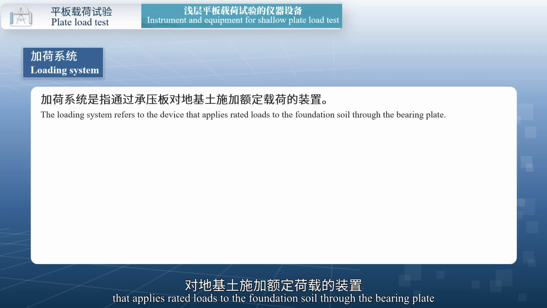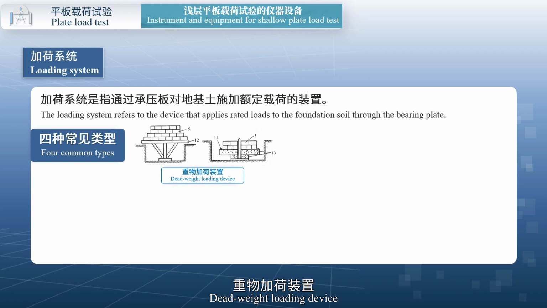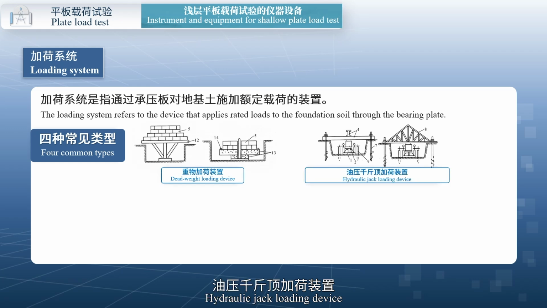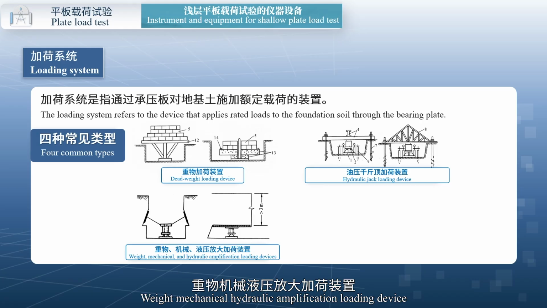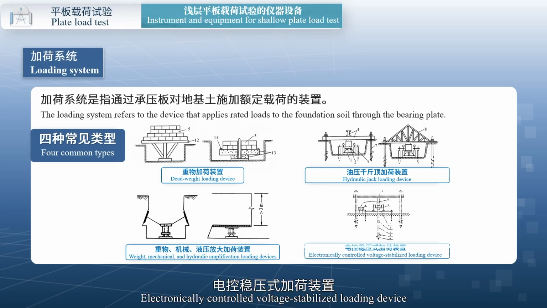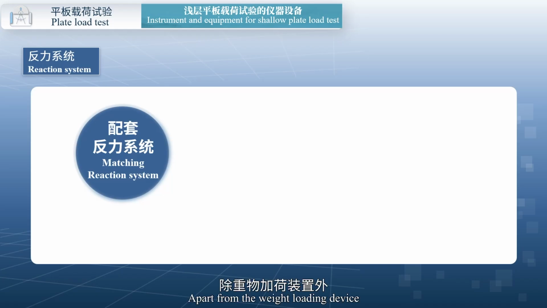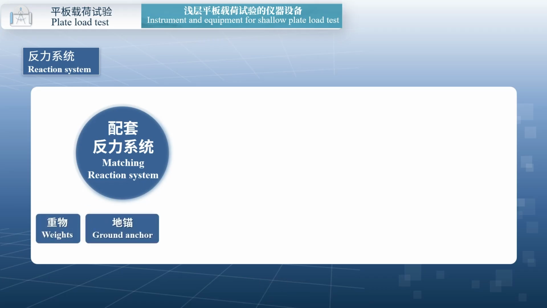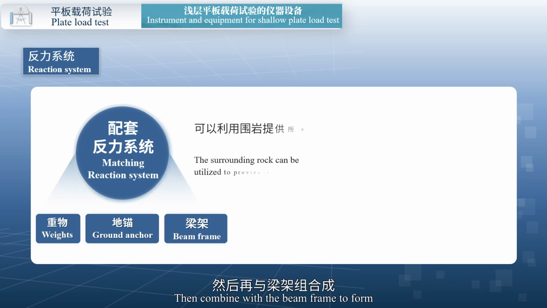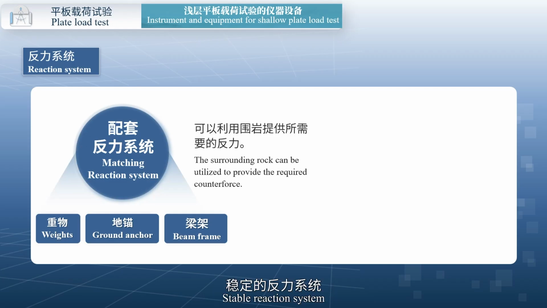bearing plate. There are 4 common types: dead weight loading device, hydraulic jack loading device, weight mechanical hydraulic amplification loading device, and electronically controlled voltage stabilized loading device. 3. Reaction system. Apart from the weight loading device, other loading devices all require matching reaction systems. The reaction force of the load test can be provided by weights, ground anchors, or ground anchors and weights jointly, then combined with the beam frame to form a stable reaction system.